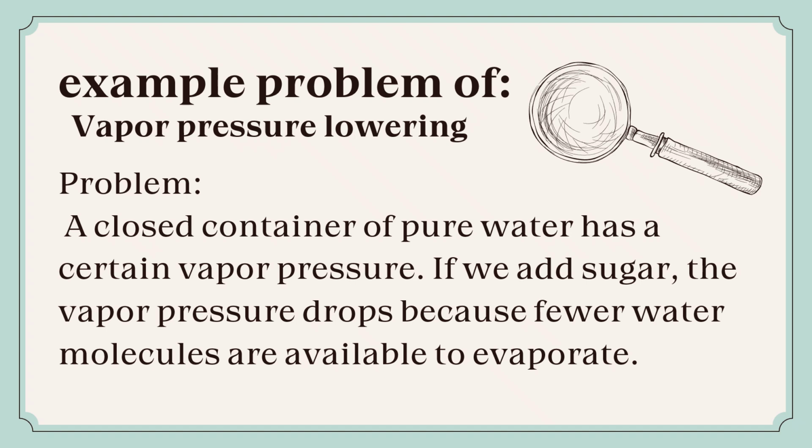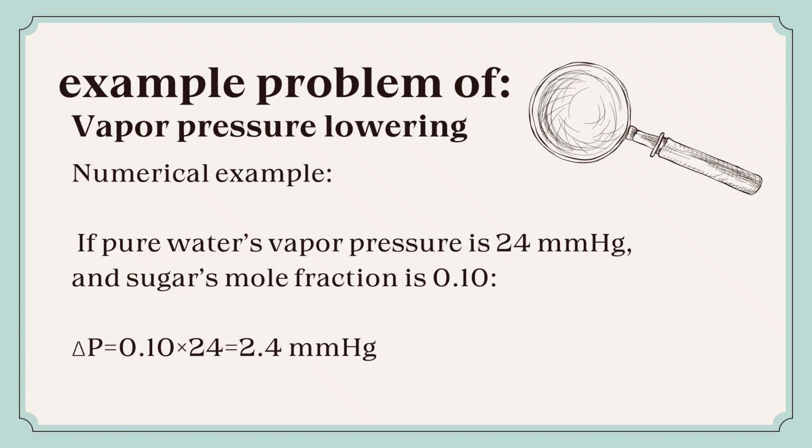Example problem of vapor pressure lowering. A closed container of pure water has a certain vapor pressure. If we add sugar, the vapor pressure drops because fewer water molecules are available to evaporate. The numerical example: if pure water's vapor pressure is 24 millimeters of mercury and sugar's mole fraction is 0.10, then delta P equals 0.10 times 24, which equals 2.4 millimeters of mercury.